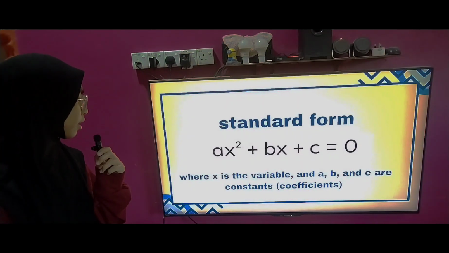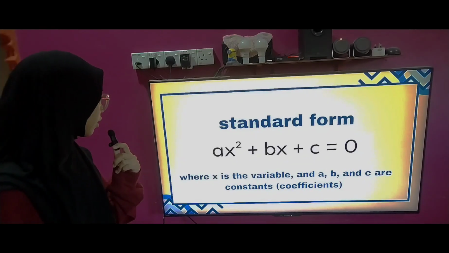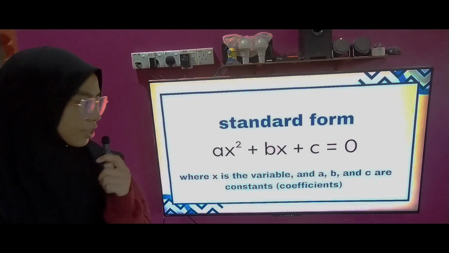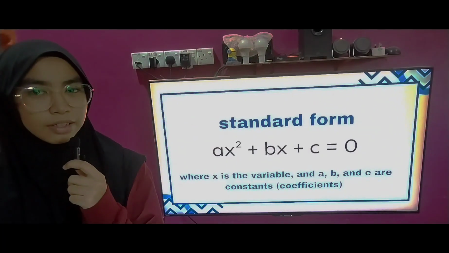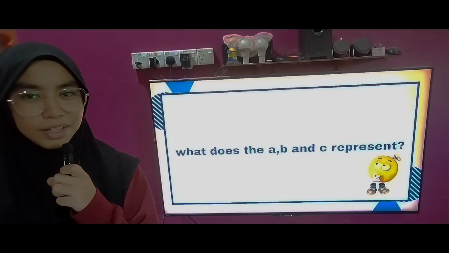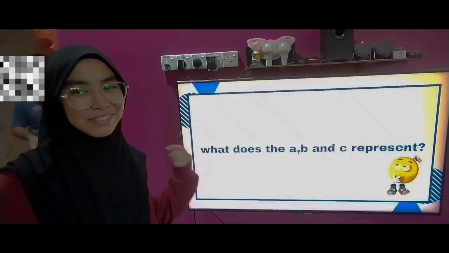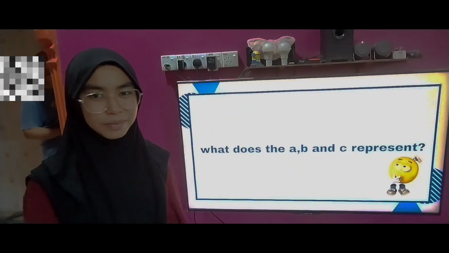As you can see here, it is ax squared plus bx plus c, where x represents the variable and a, b, c are the coefficients, which need to be constant. You may wonder, what do A, B, and C represent? So now I'm going to break down and explain what A, B, and C each represent.